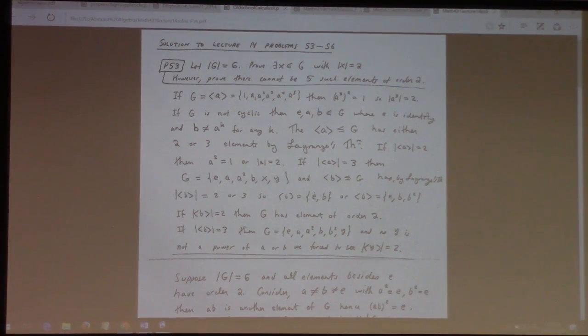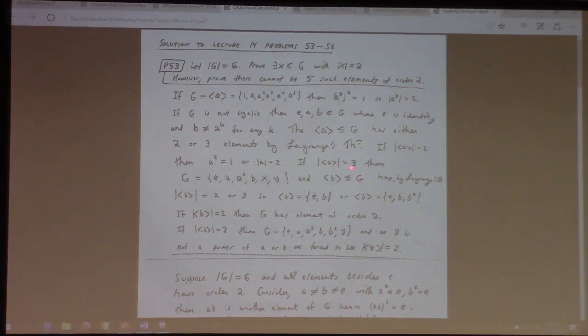Oh, if it's not cyclic, that means that there are 2 elements that are not the identity, right? And one of them can't be reached from the other by a power. I mean, it says more than that, but that's one thing it says. Anyway, so A is a subgroup, right? So it either has 2 or 3 elements. If the order of A is 2, then A squared equals 1. So anyway, if the order of the subgroup is 2, great, we got our element of order 2.